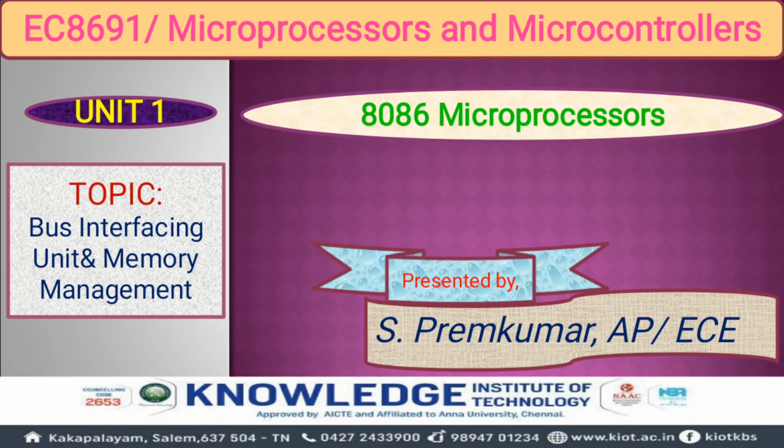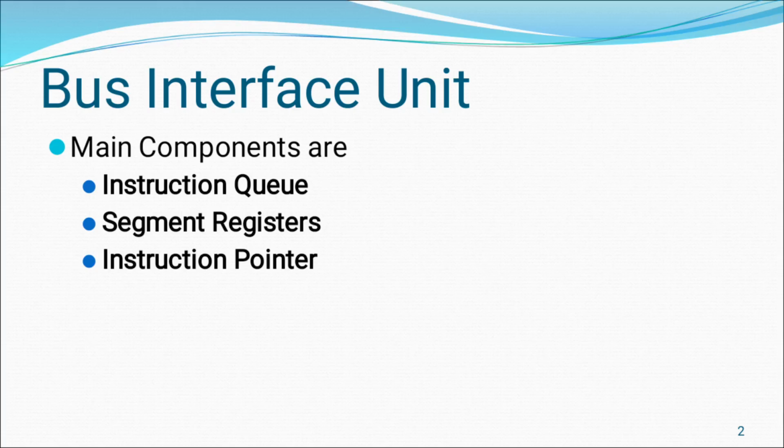Today we are going to discuss the bus interfacing unit of 8086 and memory management. First, we are going to see about the bus interfacing unit. The bus interfacing unit consists of three different blocks: instruction queue, segment registers, and instruction pointer.